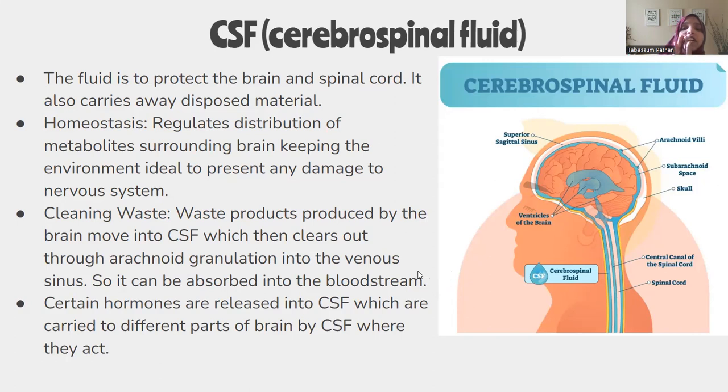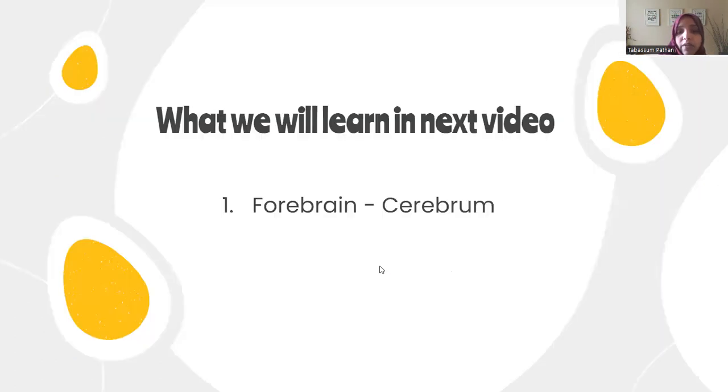So cerebrospinal fluid is very, very important for protection and proper functioning of the brain. We have seen some of the functions: cleaning of the waste, circulation of certain hormones, regulating certain metabolites, maintaining balance, preventing any damage to the nervous system. These are some of the major functions of the cerebrospinal fluid.